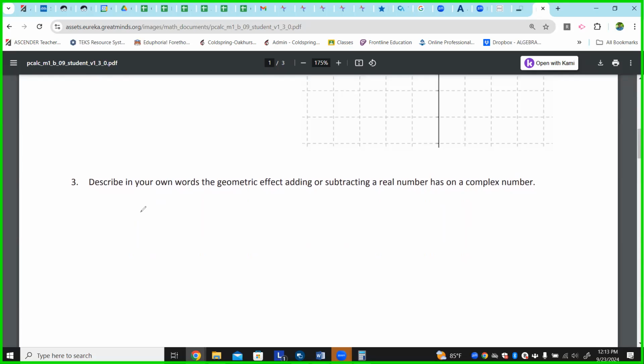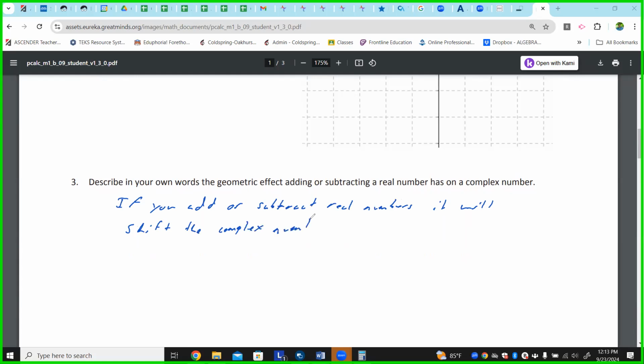And it can be generally like this. But if you add or subtract real numbers, it will shift the complex number left or right. Now let's get a little bit more specific.